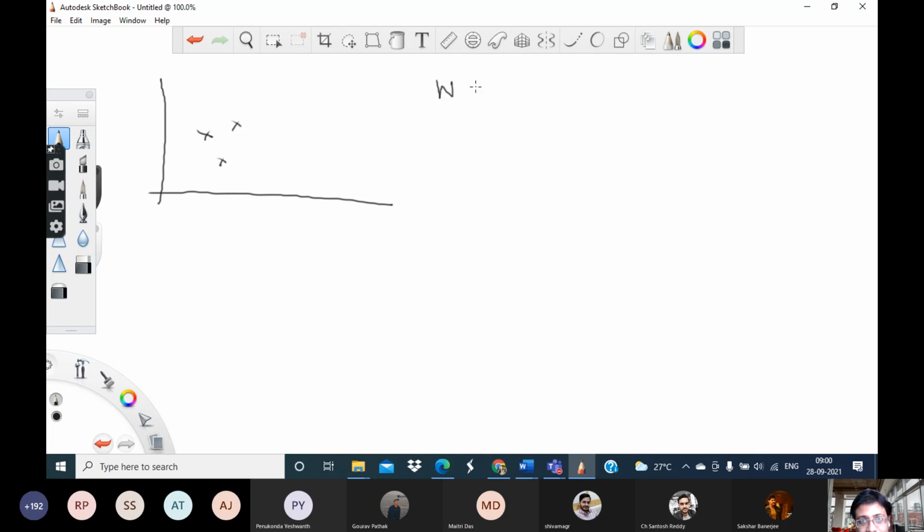I want that W which is argmin over W of this quantity, let's say half, such that all the points are correctly classified. Now, all the points being correctly classified, I have to write in mathematical notation.